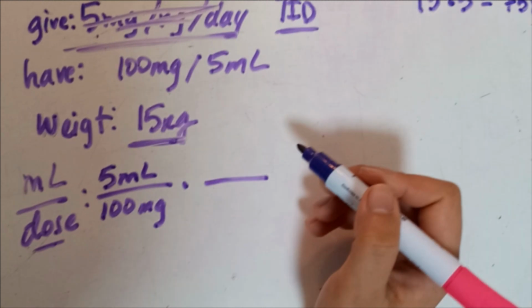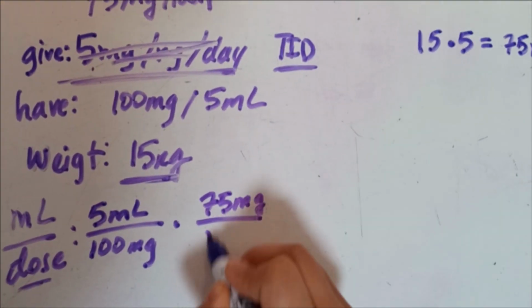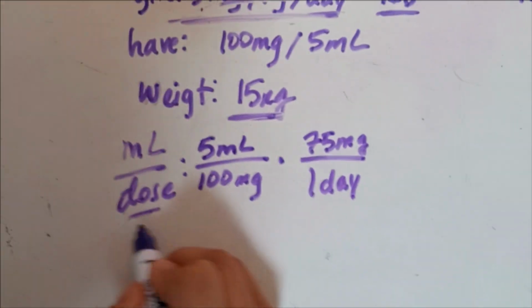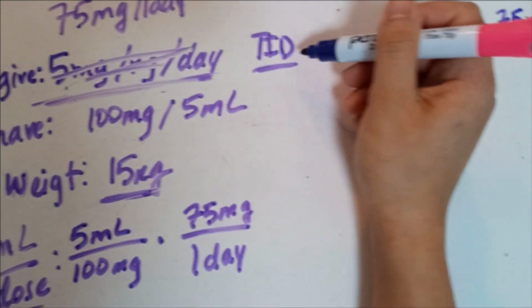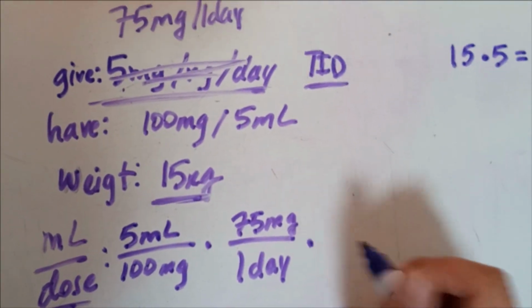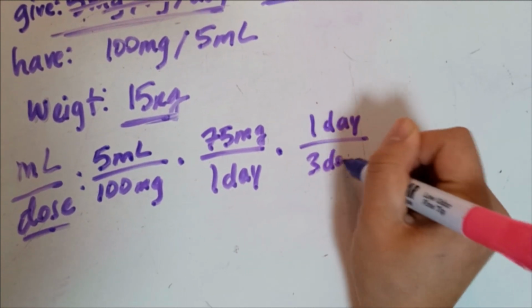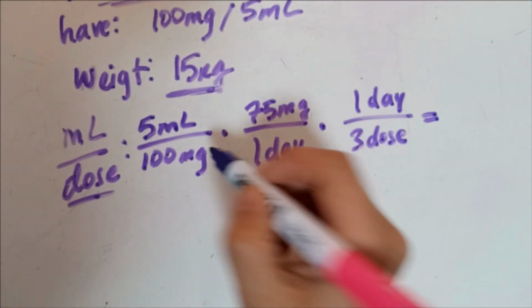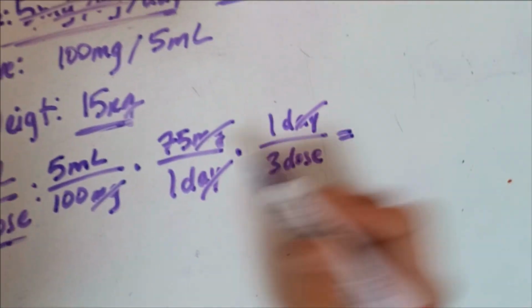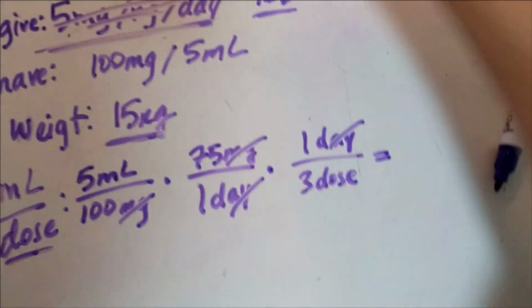Now we're converting to how much we need. So we have 75 milligrams in 1 day, but they asked per dose. So dose means right now. So that would be one of these 3 times daily, right? So that means we'd have to do in 1 day, you have 3 doses, right? Okay, so now you ended up with milliliters over dose. So these canceled, and we have milliliters and dose. Now we just multiply the top and bottom, divide, and you have your answer.